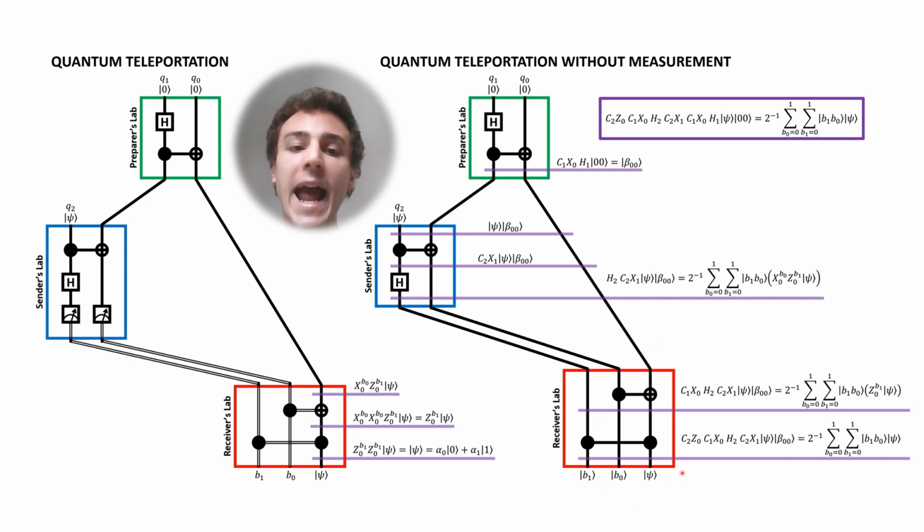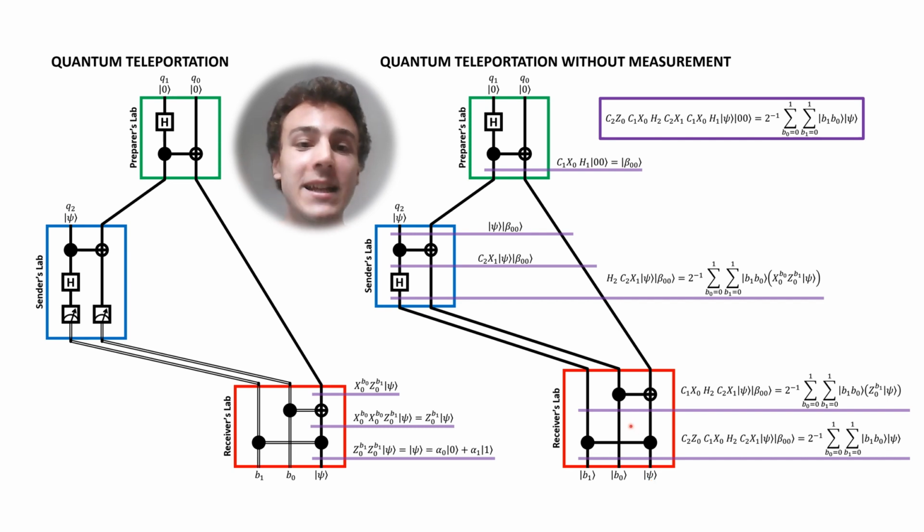At the very end of the receiving subroutine, we can perform measurements. So in a way, what we're actually doing is moving the measurements from the end of the sending subroutine to the end of the receiving subroutine. And this state psi is a general qubit state that we are trying to teleport in this quantum teleportation protocol.